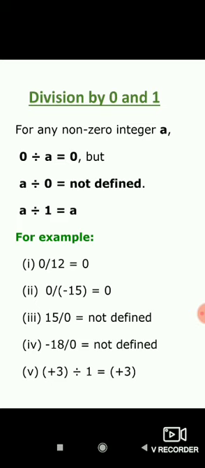If we divide 0 by 12, we get the answer 0. If we divide 0 by minus 15, then also the answer is 0. But if we divide 15 by 0, then the answer is not defined because we are dividing it by 0. Similarly, if we divide any negative integer by 0, that is minus 18 is divided by 0, then also the answer is not defined. And if we divide plus 3 by 1, then the answer is plus 3. I hope you have understood this.